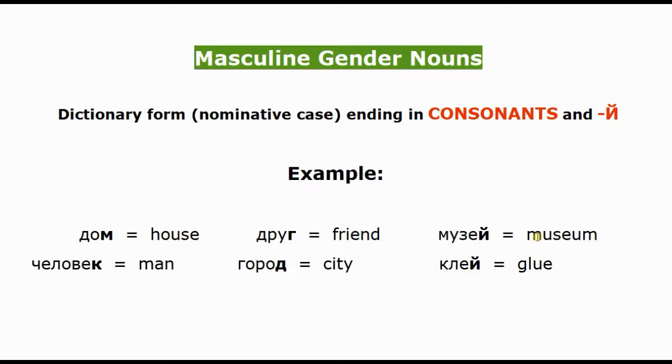So this is the basic rule, that is the most common rule. So when you see nouns ending in a consonant or the letter Й, it basically always means that this noun is of the masculine gender. But of course there are some exceptions, some other notes that you have to know when we're talking about the masculine gender nouns.